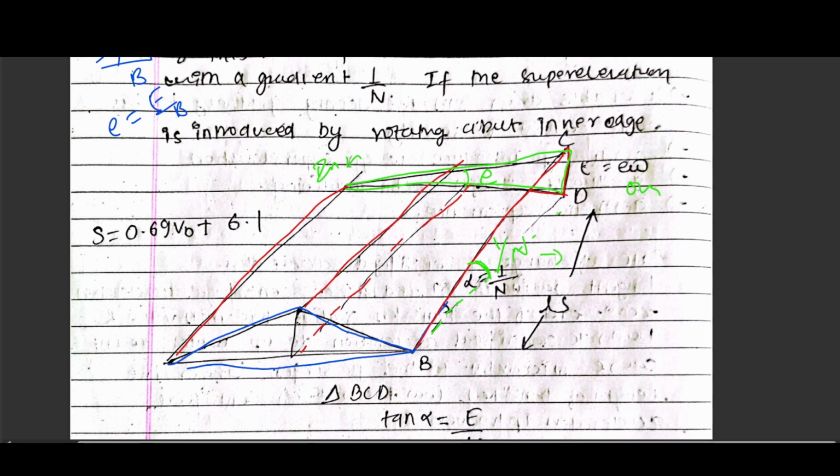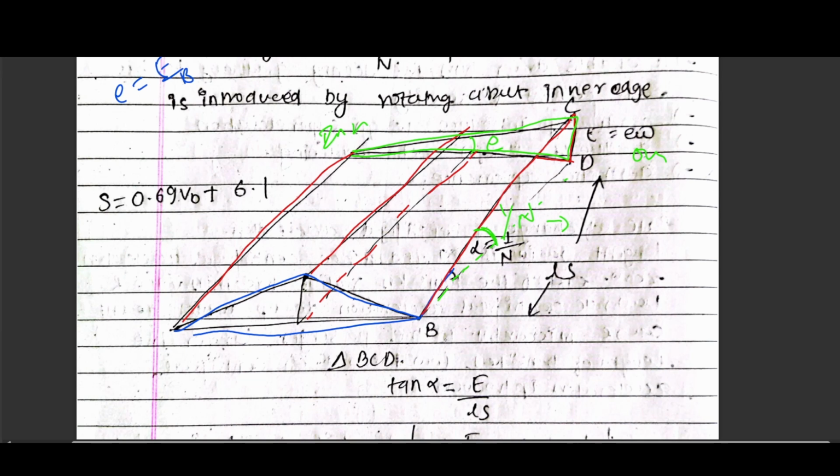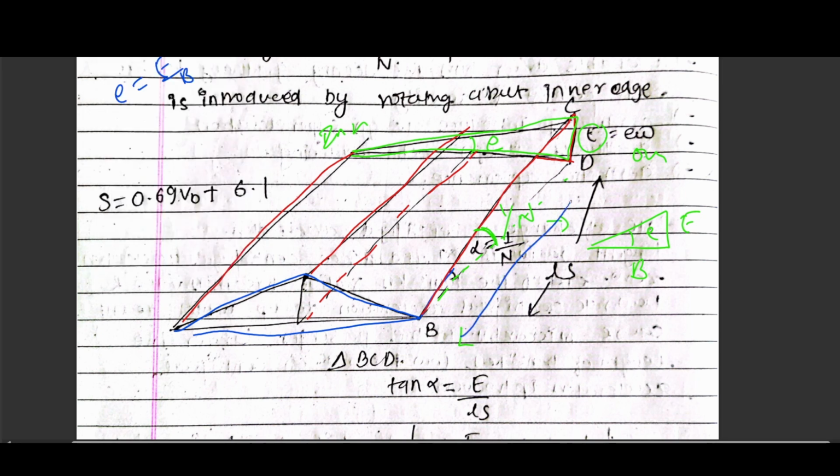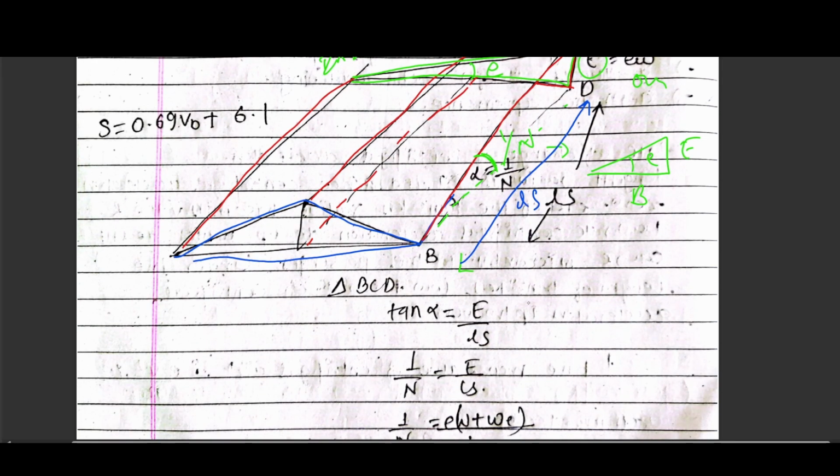In this triangle, if tan alpha is the value, then it is given by E, where E means the outer edge. As I explained earlier as well, this is E and this is B and this is the super elevation. The super elevation is provided along the length of the transition curve. So this is Ls. So tan alpha equals E by Ls. Tan alpha is given by 1 by n equals E by Ls.